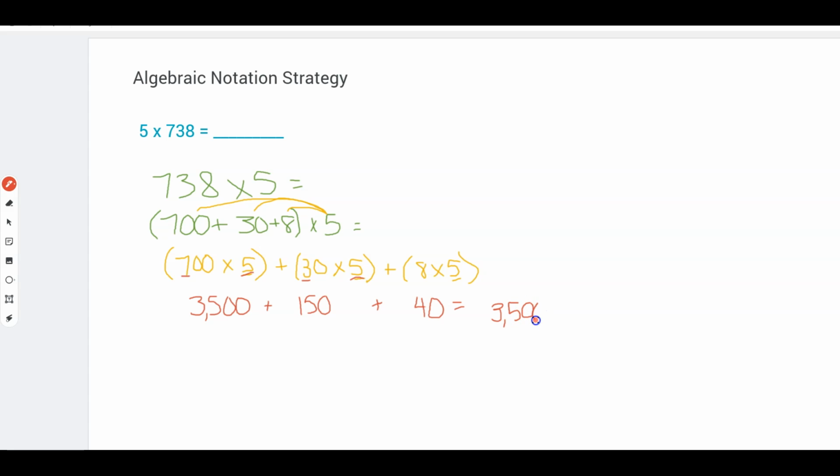So 3,500 plus 150 plus 40. Then add starting in the ones and work my way to the left, and I should get my final product of 3,600.